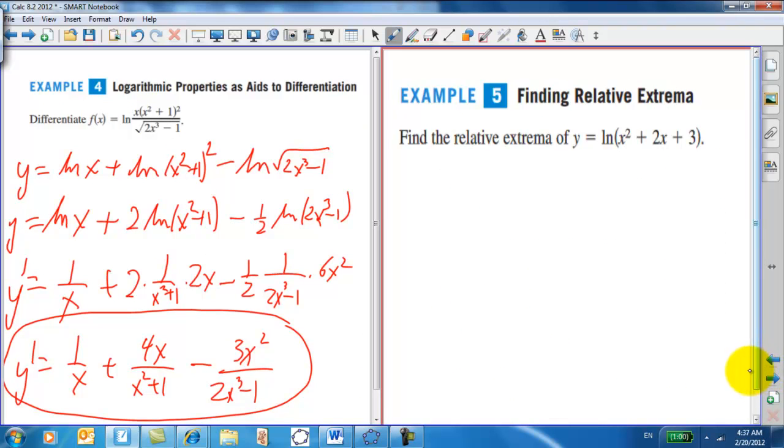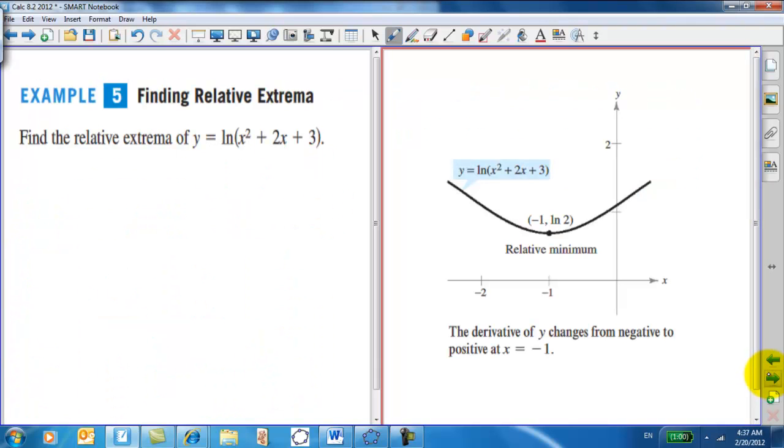Now, finding relative extrema. This could be tricky. There's our graph. We've already got our answer there, but let's just check it by hand here. y equals the natural log of x squared plus 2x plus 3. So we can't use log rules to break this down because it's the log of a sum. It would work if it's a log of a product or one power inside the whole thing, but that's not the case here.